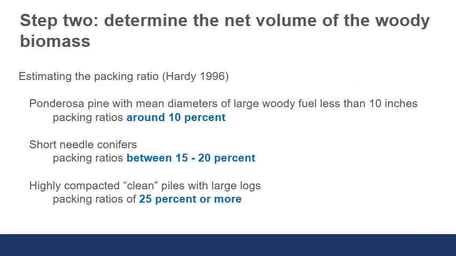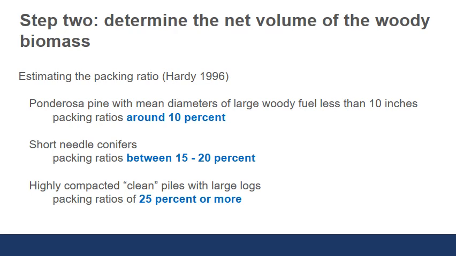Since much of the gross volume of the pile is occupied by air, the gross volume must be multiplied by a packing ratio to determine the net volume. The ratio of wood volume to total volume is called the packing ratio. Hardy suggests that the net wood volume can range from 6% to as high as 26%. Hardy also provided a few estimates for packing ratios based on the dominant species, the size of the logs in the pile, and how the pile was constructed.